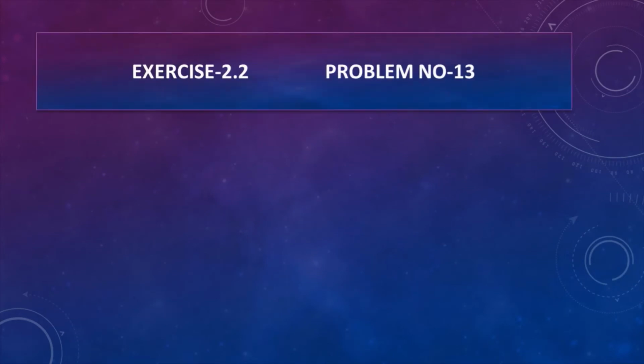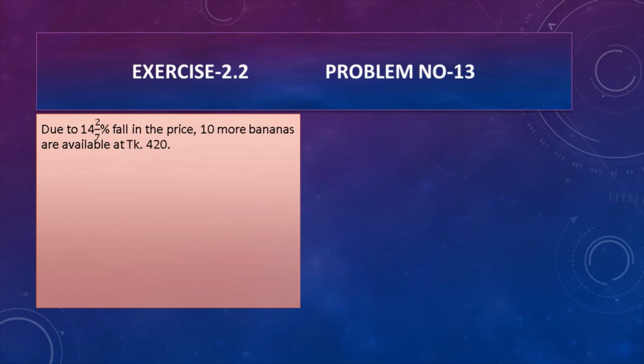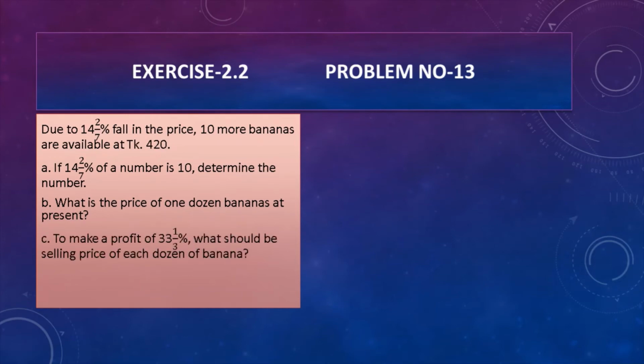Now exercise 2.2, problem number 13. That is the stem: due to 14 2/7% fall in the price, 10 more bananas are available at taka 20. The first question: if 14 2/7% of a number is 10, determine the number. At first we will solve this A. The second question: what is the price of 1 dozen bananas at present? And the third question: to make a profit of 33 1/3%, what should be the selling price of each dozen bananas?